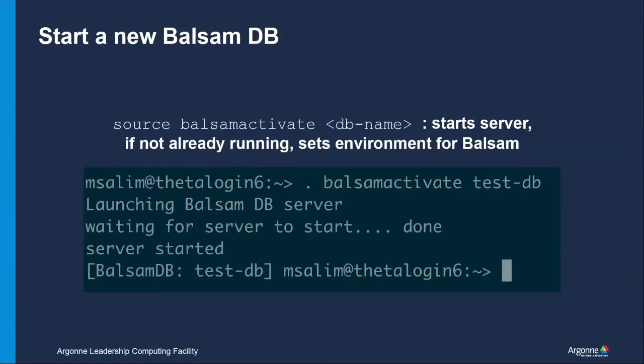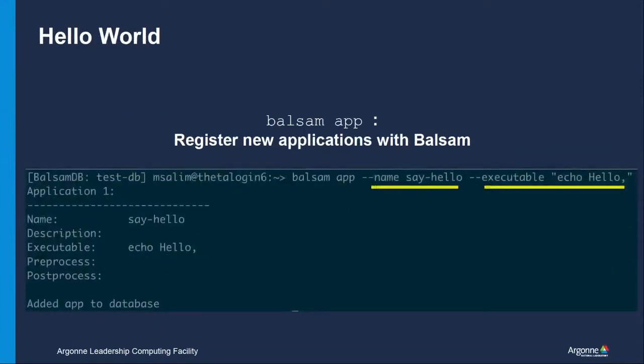And then for context switching, we use a source activate command borrowed from the Conda package manager. So you would specify a name or path to one of your Balsam databases, and this will check on whether a server is running against that database, and if not, start one, and set your environment variables so that you can begin working against a particular database.